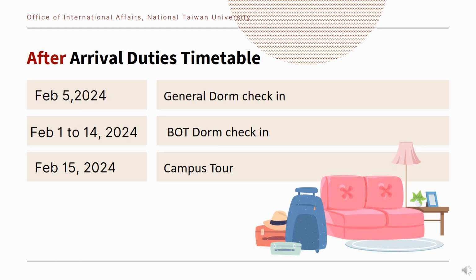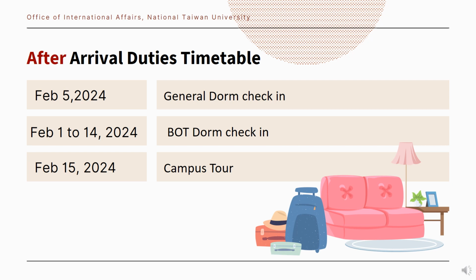And after their arrival, the general dorm check-in date will be on February 5th, and the BOT dorm check-in date is from February 1st to 14th. So if the international students that you're helping are arriving before those dates, please remember to contact the director of their dorms to check if their room is ready for them to check in earlier. Just ask them, they might help you with that. You can also help your international student to contact the director directly, but you also need to know the date, because you need to go there to help them with the check-in and the daily necessities purchase.